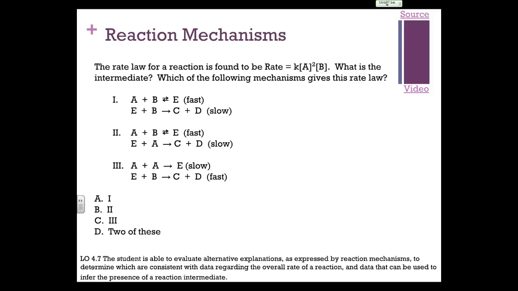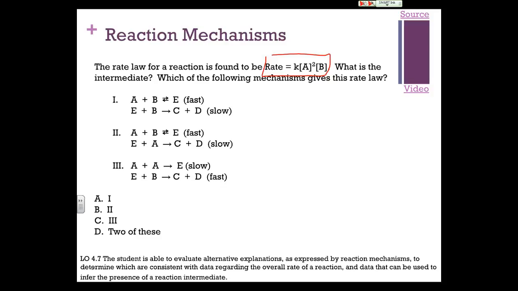So reaction mechanisms, this is when a reaction occurs in multiple steps. And you would add the steps together in order to get your overall reaction. But for writing the rate law, the rate only depends on the slow step. It does not depend at all on the fast step. So in this particular problem, we have that rate is equal to K times the concentration of A squared times the concentration of B. And they want to know what the intermediate is. And it would not appear in that rate law expression at all. And which of the following mechanisms gives this rate law?